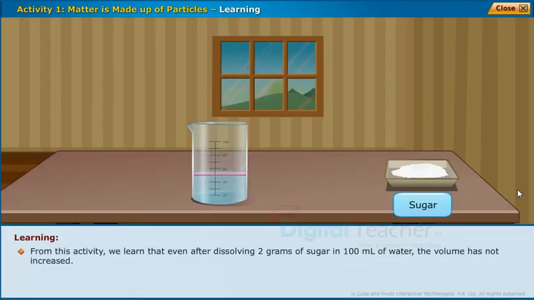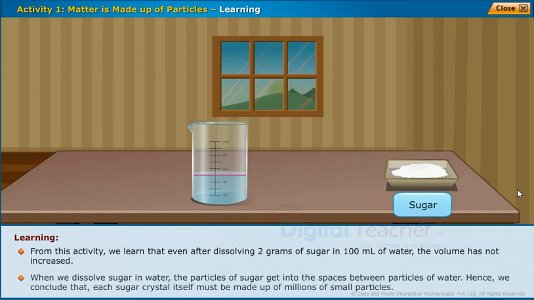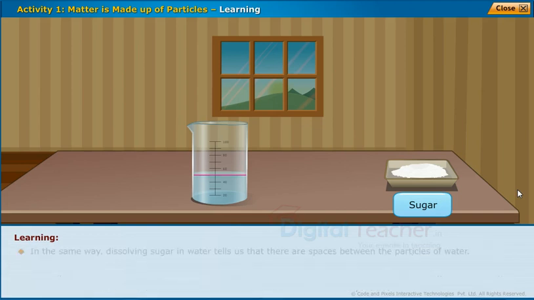From this activity, we learned that even after dissolving 2 grams of sugar in 100 ml of water, the volume has not increased. When we dissolve sugar in water, the particles of sugar get into the spaces between particles of water. Hence, we conclude that each sugar crystal itself must be made up of millions of small particles. In the same way, dissolving sugar in water tells us that there are spaces between the particles of water.